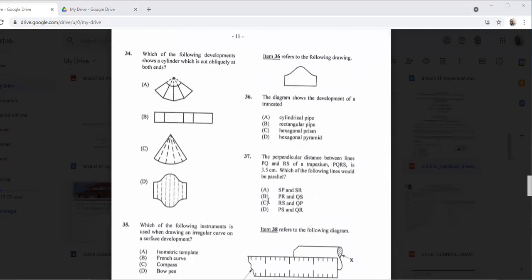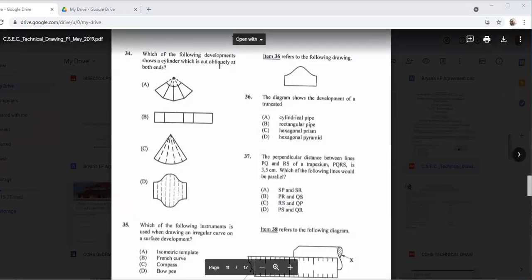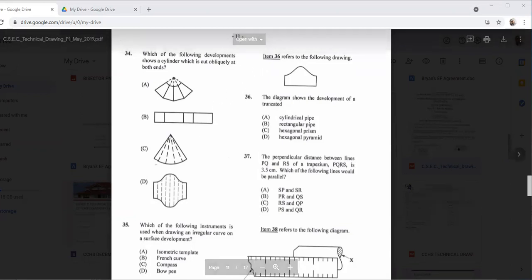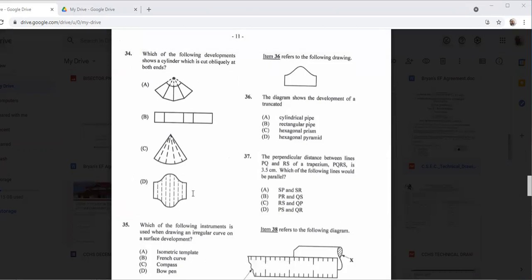All right, this question comes back from what we're looking at in the book. Which of the following developments shows a cylinder which is cut obliquely at both ends? Remember what oblique means? It means that you cut it slant. Oblique or truncated. The answer here is D.